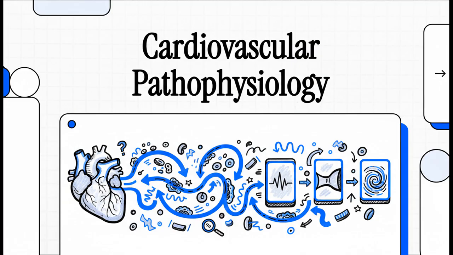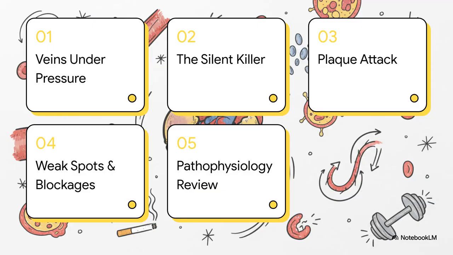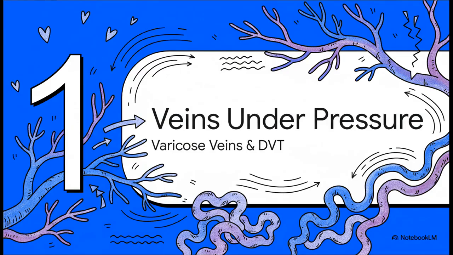The goal? To give you a super clear mental model that you can just take with you right into your exams. So here's our game plan. We're going to start with the venous system. Then we'll tackle the high-pressure world of hypertension. After that, we'll get a good look at how plaque builds up in atherosclerosis, see what happens when that leads to things like aneurysms, and then we'll wrap it all up with a quick-hitter exam review of the really key concepts.